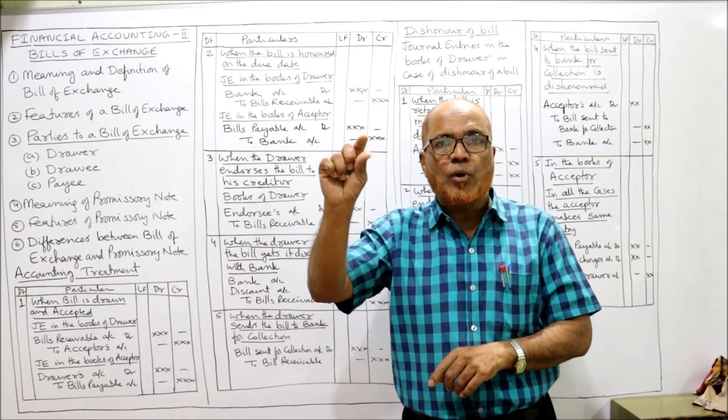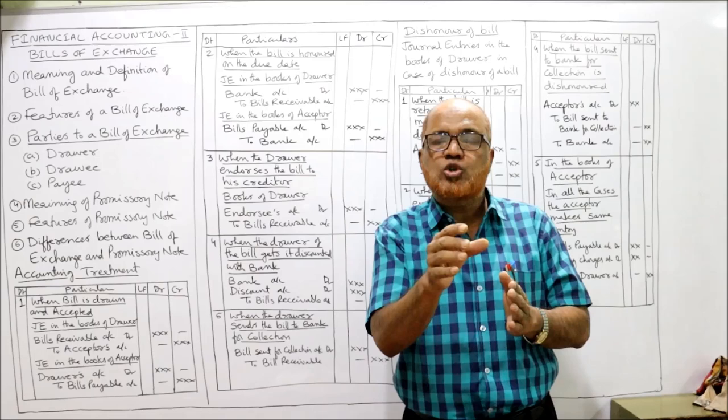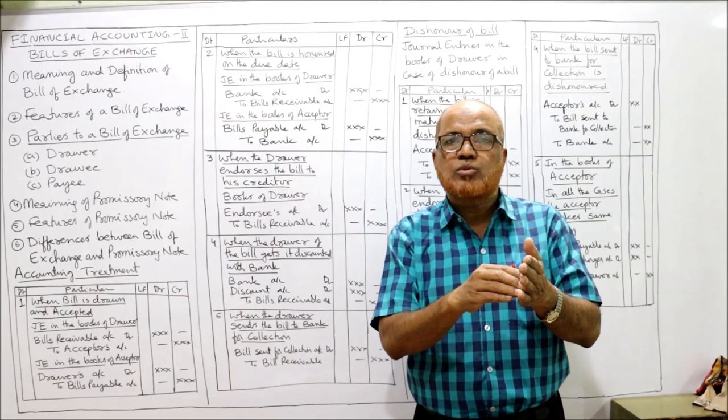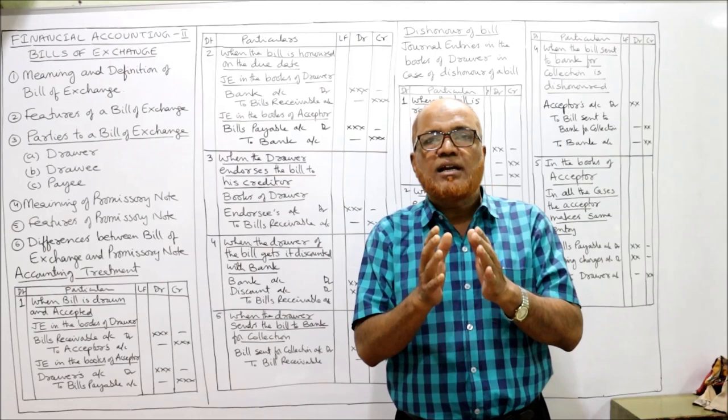It must contain a direction that the amount should be paid to a particular person. The amount is payable to the person named in the instrument or to his order or to the bearer of the instrument. Then it must contain a certain amount. So these are some of the features of bills of exchange.